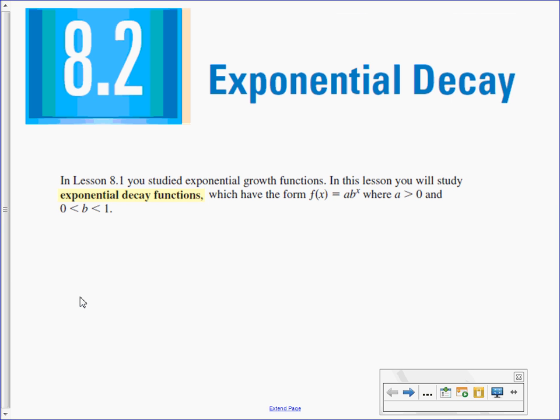Exponential decay. Now, here's what's going on with exponential decay. The only difference here, when we had your exponential growth graphs, if A was positive, it did that. If A was negative, it did that.